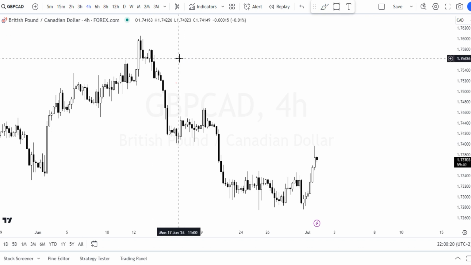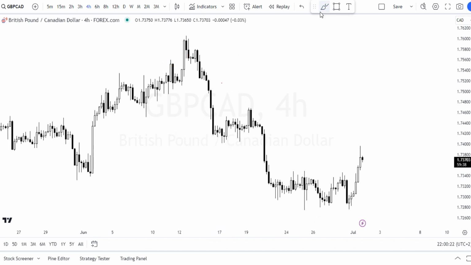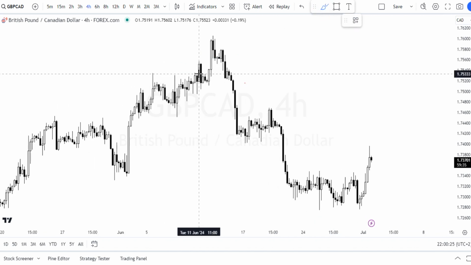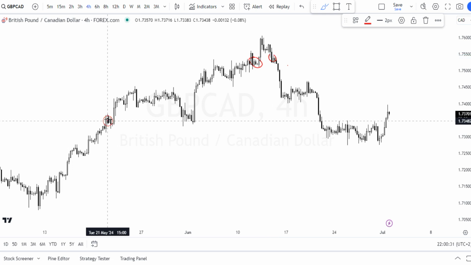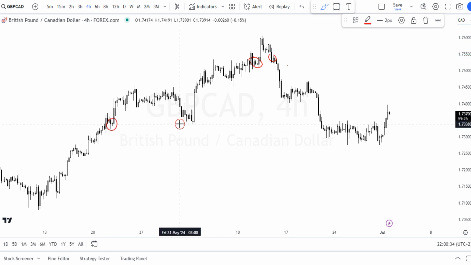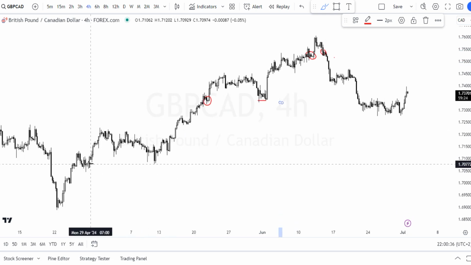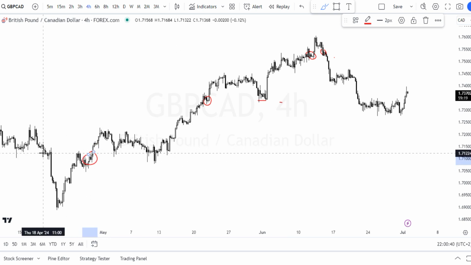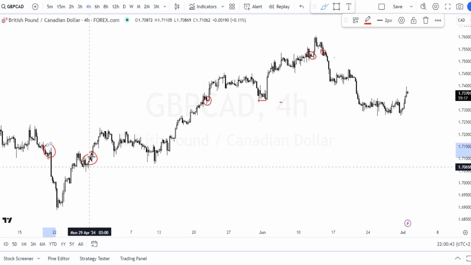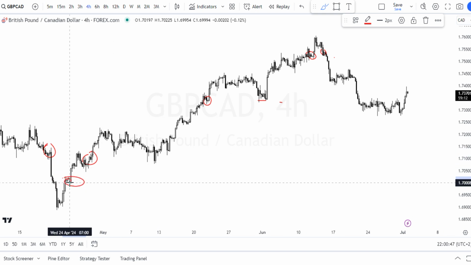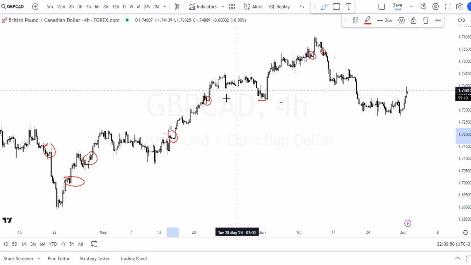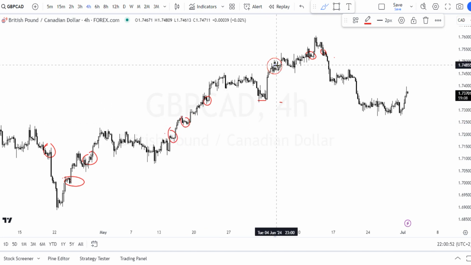For example, see here, the market is full of order blocks, okay? We have this order block, but it was not respected. Then again here we have this order block and it was respected. Then again here we have this order block, it was respected, and then we have this order block here and it was not respected. The market is just full of order blocks. This is an order block, this is an order block, this is an order block.